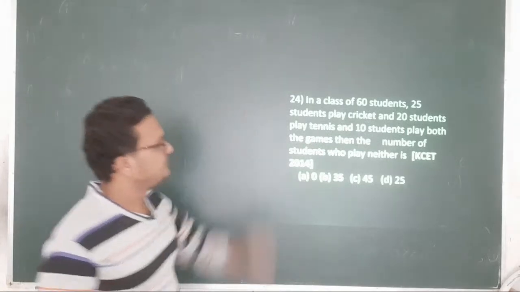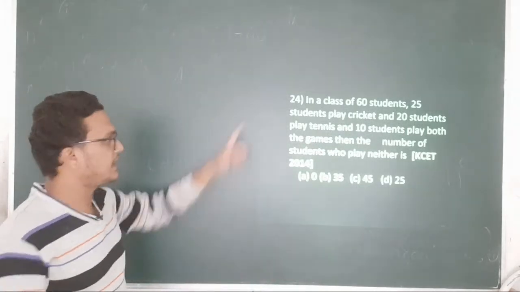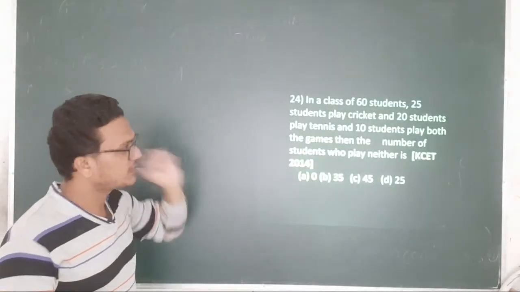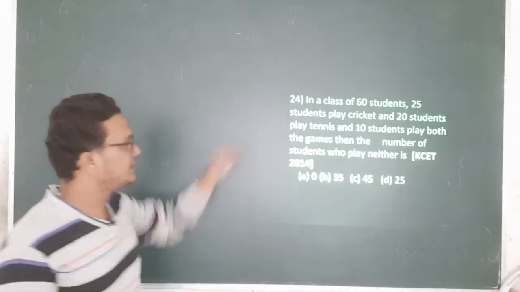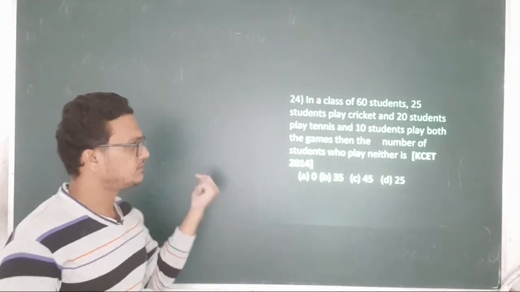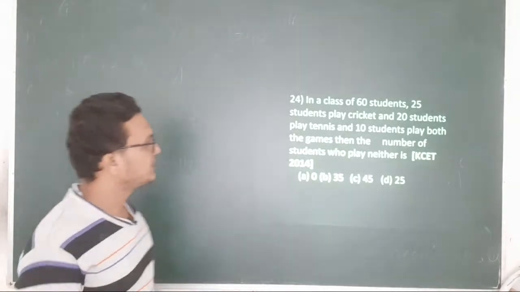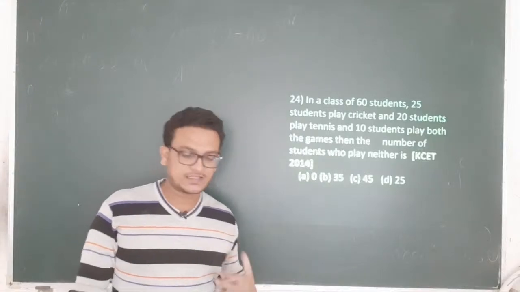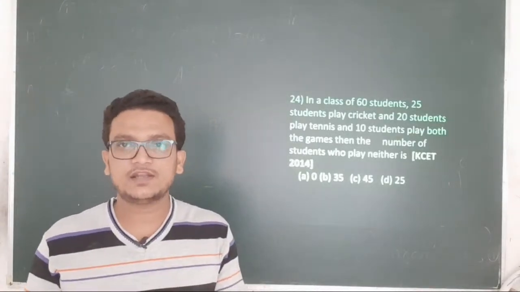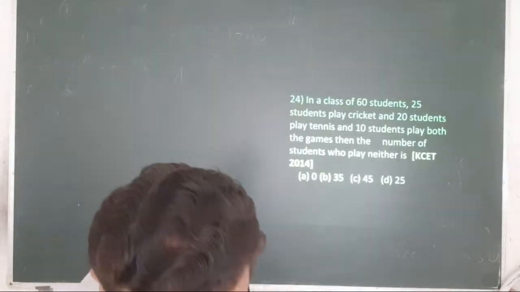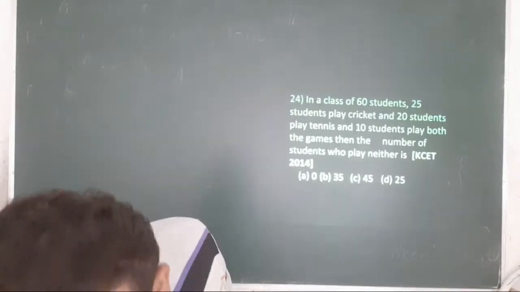In a class of 60 students, 25 students play cricket, and 20 students play tennis, and 10 students play both the games, then the number of students who play neither is. Neither means what, neither playing cricket nor tennis, that answer you have to calculate. So try to simplify this.